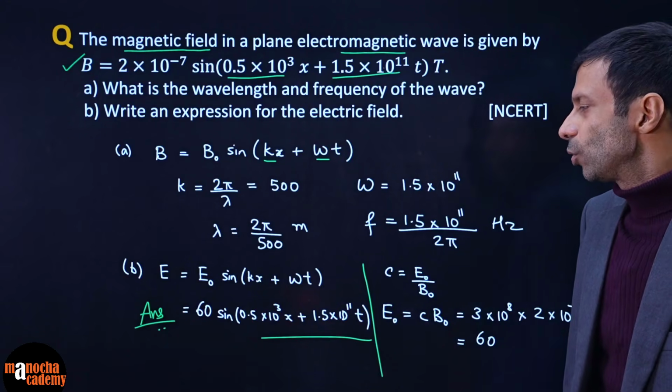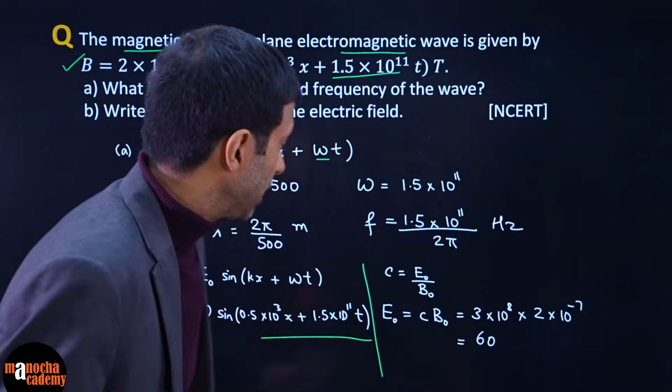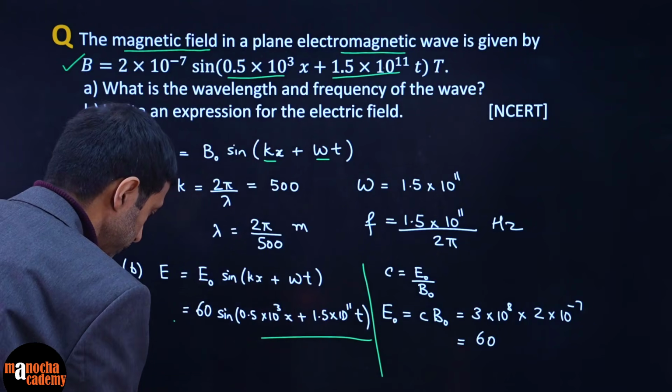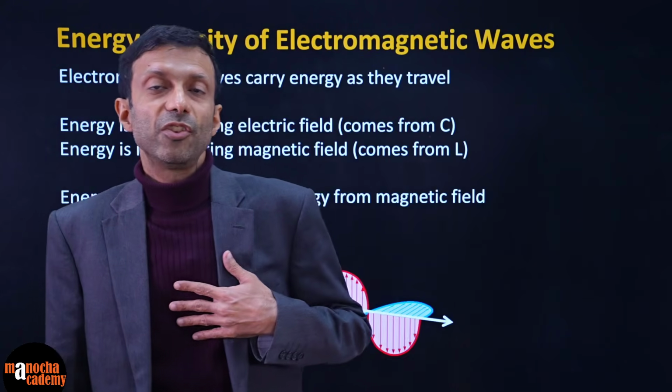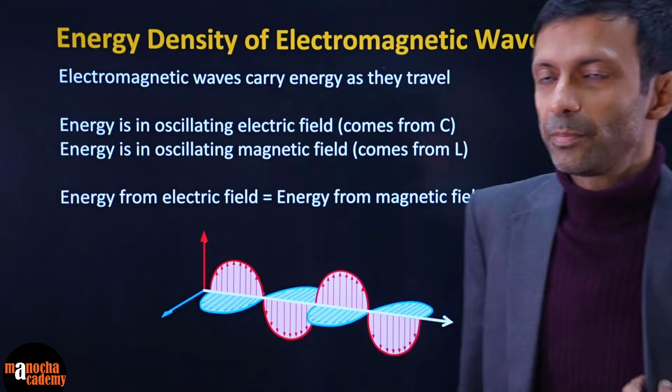Is it clear? So this is the beauty about it. This is the electric field equation, so let me write over here E. There you go, done. Now let's talk about a very interesting concept, which is energy density.